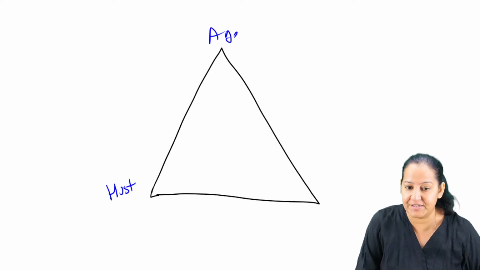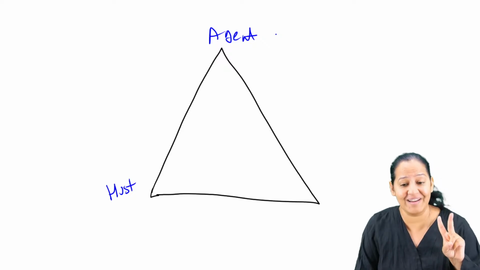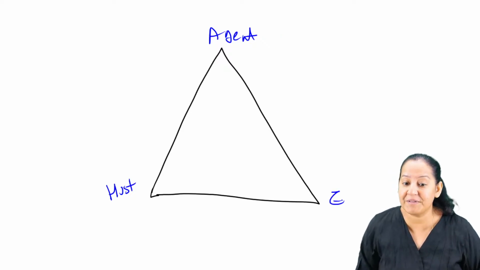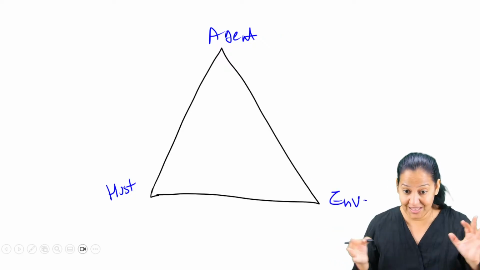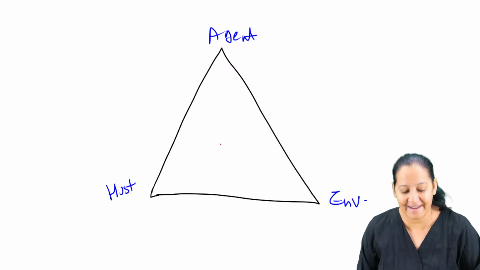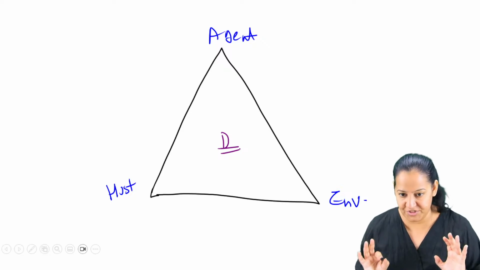There should be an agent. The agent can be anything. It can be bacteria, virus, fungus, parasite. And they should be present in a common environment. If the 3 things come together, the disease can occur. So let me write the disease here. This is the epidemiological triad theory.